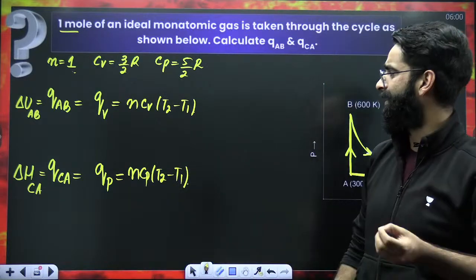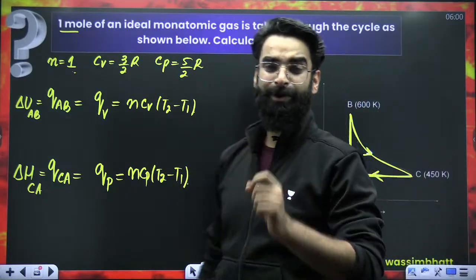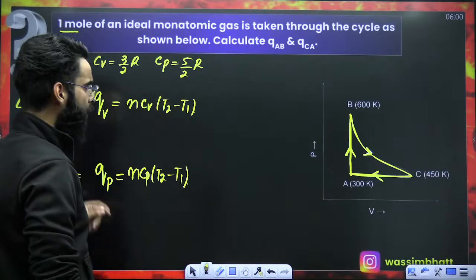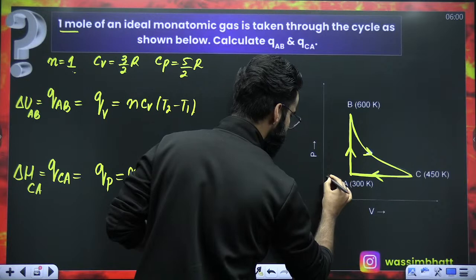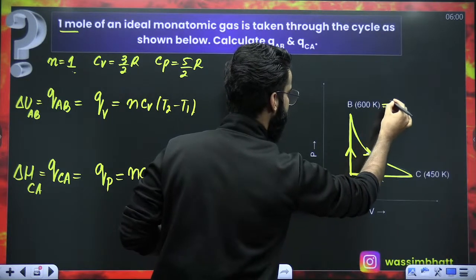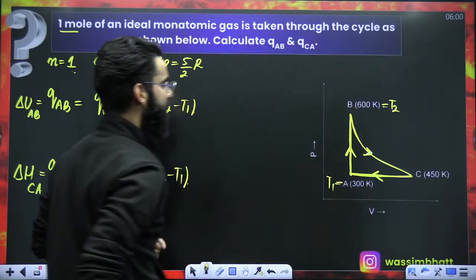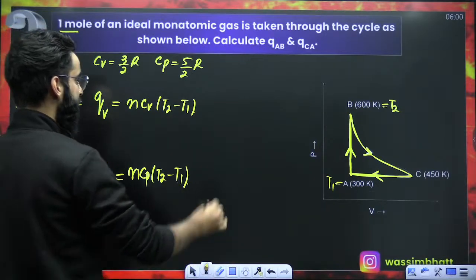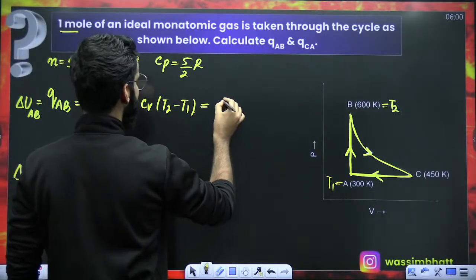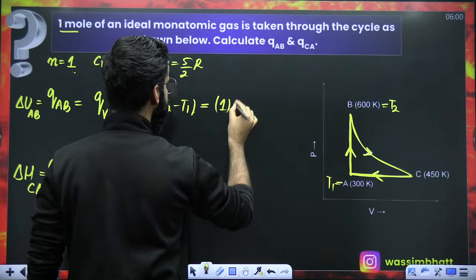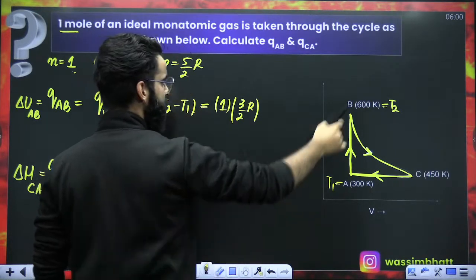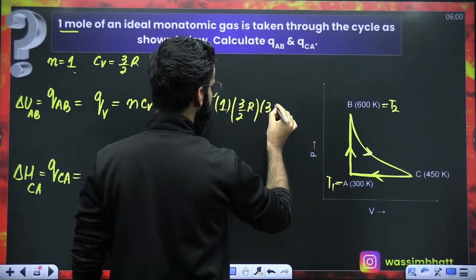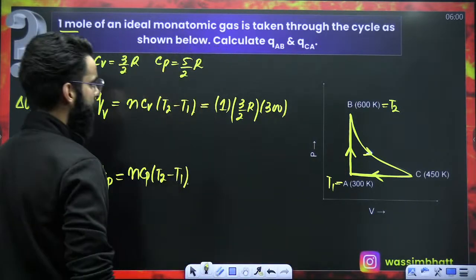Now, guys, look at the process AB carefully. During the process AB, this is the initial temperature and this is the final temperature, which we calculated. Now, the n value is given to us, that's 1. The CV value for the gas is 3/2R, and it's T2 minus T1. 600 minus 300 comes out to be 300, right? Perfect.